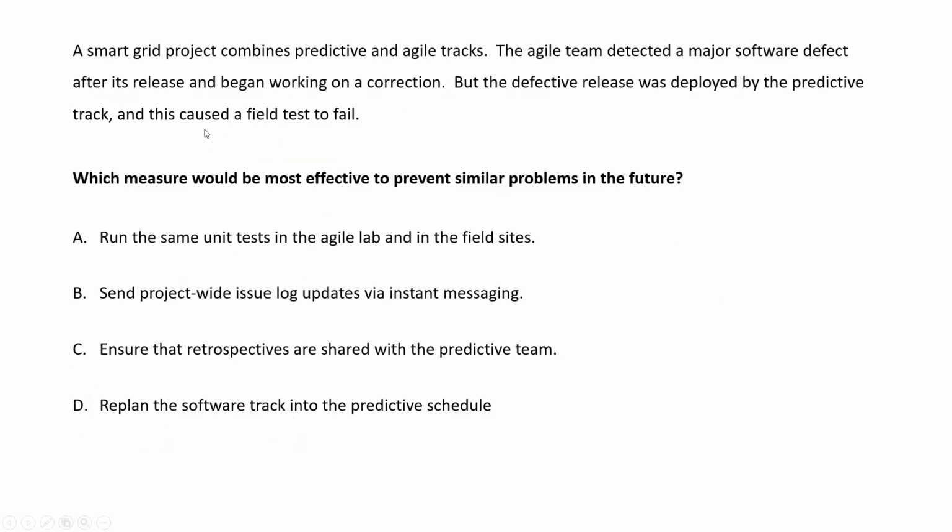Next, a smart grid project combines predictive and agile, which means hybrid. The agile team detected a defect after its release and began on correction. But the defective release was deployed, and this caused a field test to fail. Which measure would be most effective to prevent similar problems in the future? Something has happened, now you have to do something. So it shouldn't happen again. Now we need to have preventive actions.